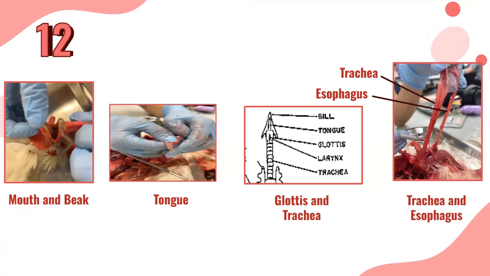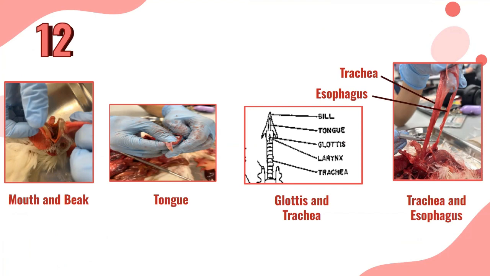Identifying the following structures. Mouth and beak. The beak is made of keratin and its function is for crushing, tearing, and holding on to food. They can also use it for fighting, and they are sensitive to the touch.